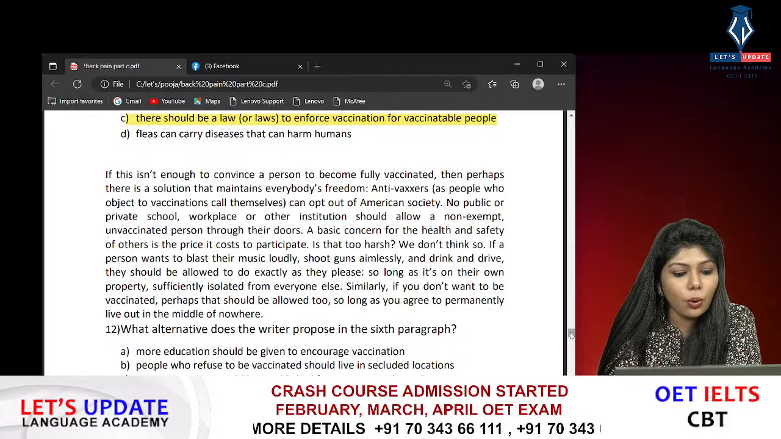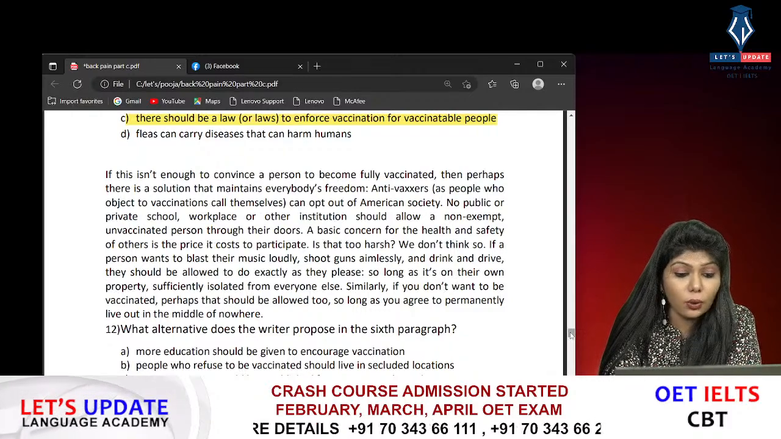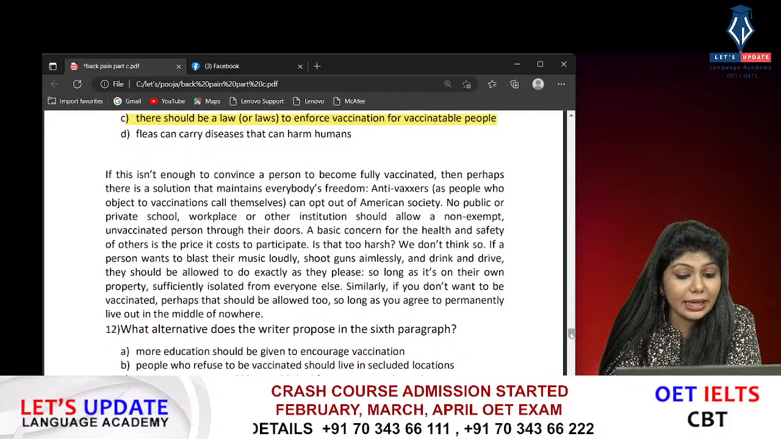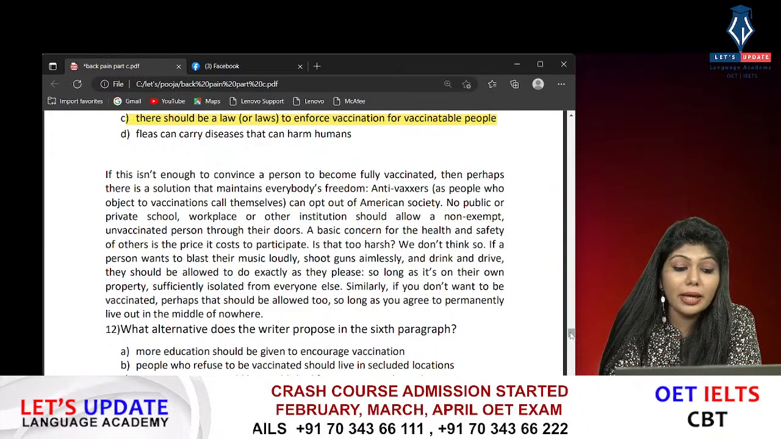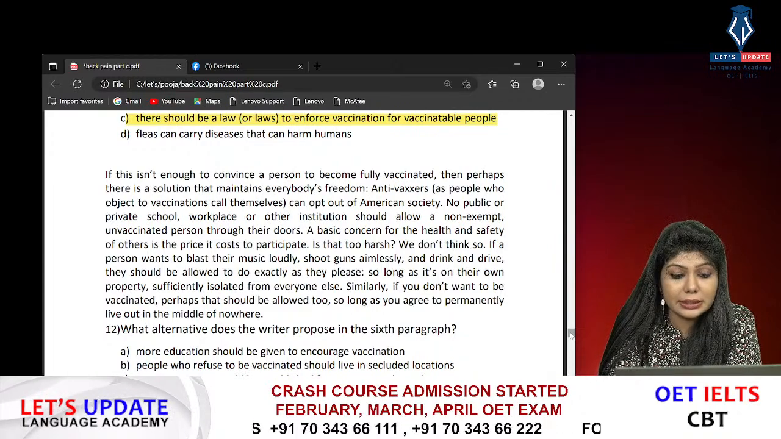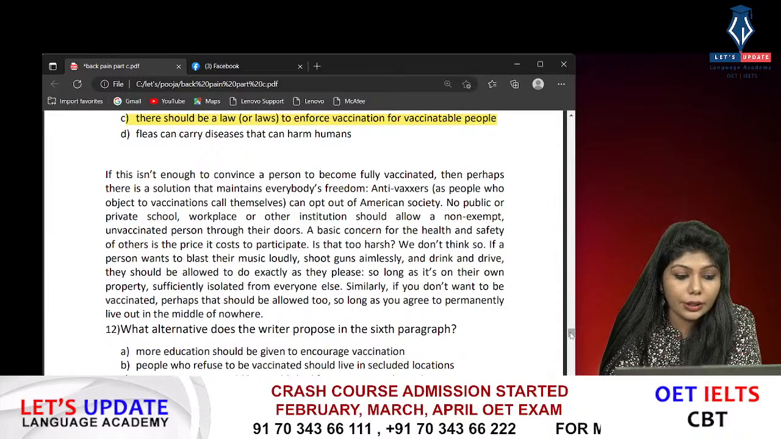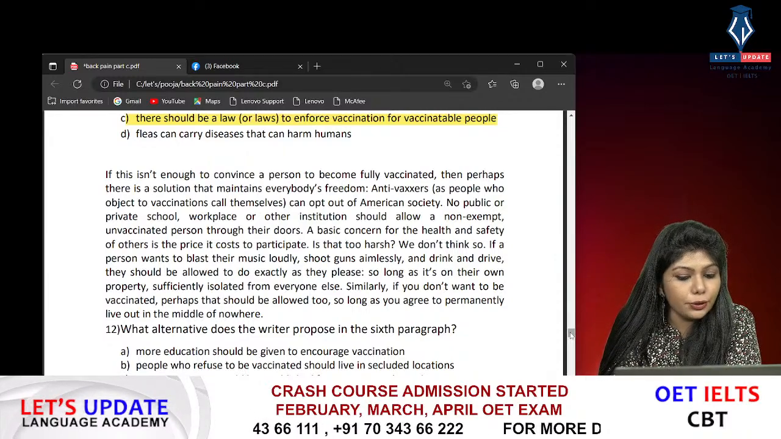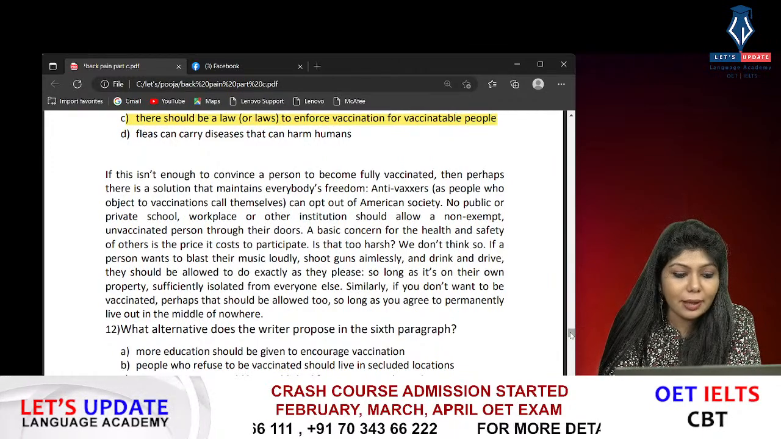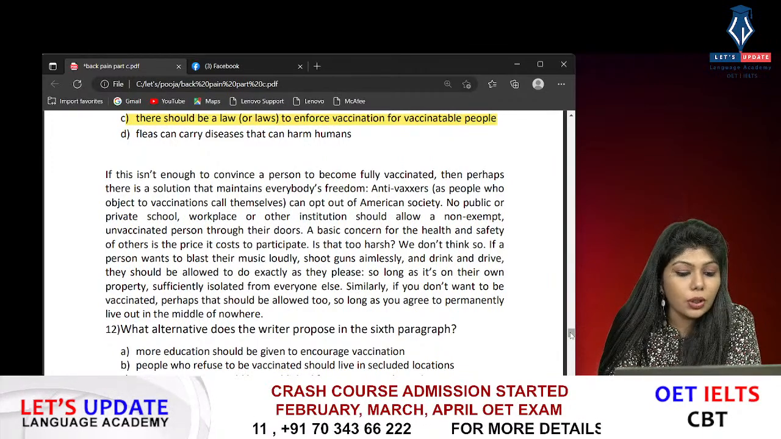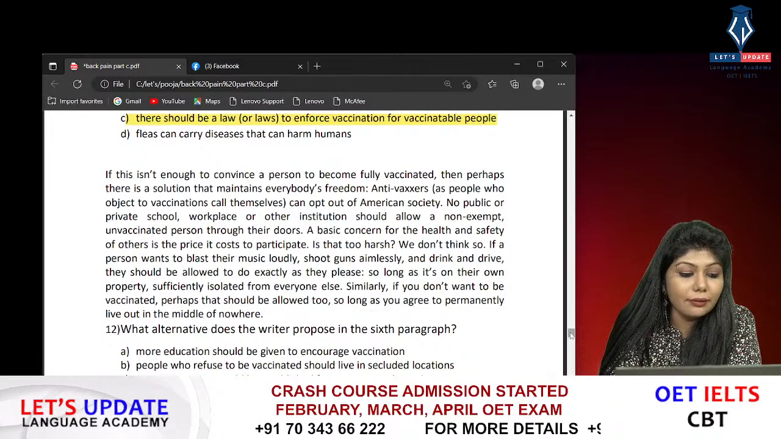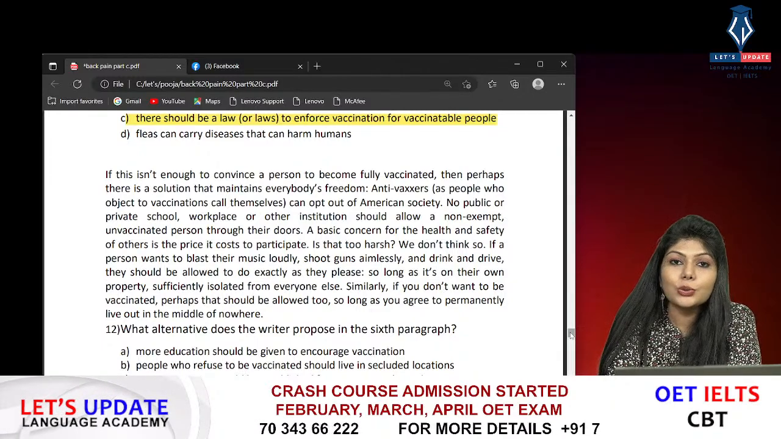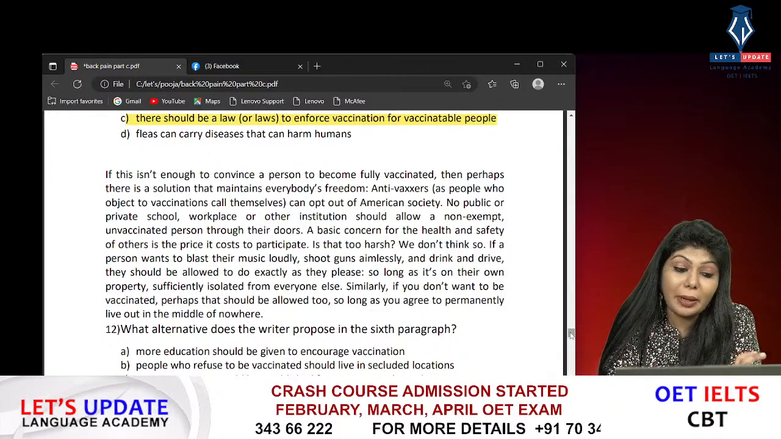If a person wants to blast their music loudly, shoot guns aimlessly, and drink and drive, they should be allowed to do exactly as they please, so long as it's on their own property, sufficiently isolated from everyone else. Similarly, if you don't want to be vaccinated, perhaps that should be allowed too, so long as you agree to permanently live out in the middle of nowhere. So that was what the extract or the paragraph was about.